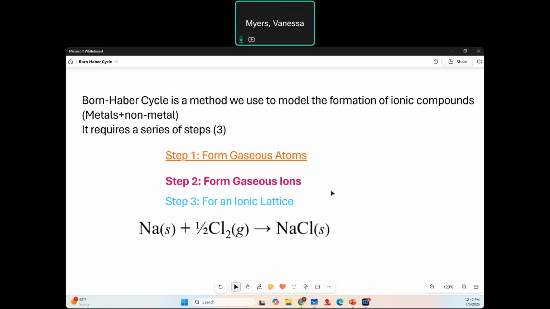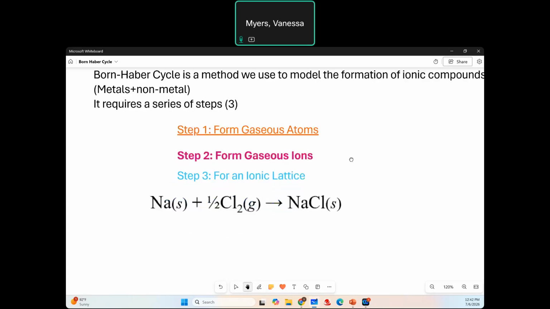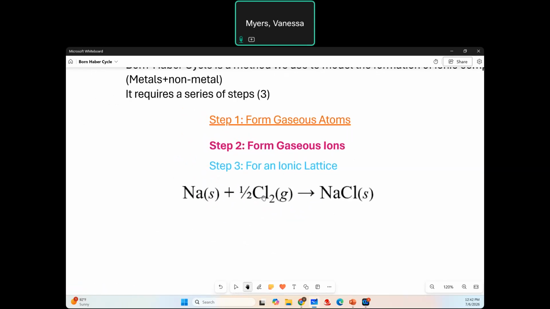So the Born-Haber cycle, again, two things come together. One of them is not a gas, but two things come together and they're more favorable when they're in the gaseous state. So step 1 is that your reactants are going to, whatever state they're in, become gases. Once they become gases, they become ions. And once they become ions, then it's easy for them to come together to form their ionic lattice. So the problem that we're going to look at is this one right here: sodium metal plus 1/2 of chlorine gas yields sodium chloride salt.